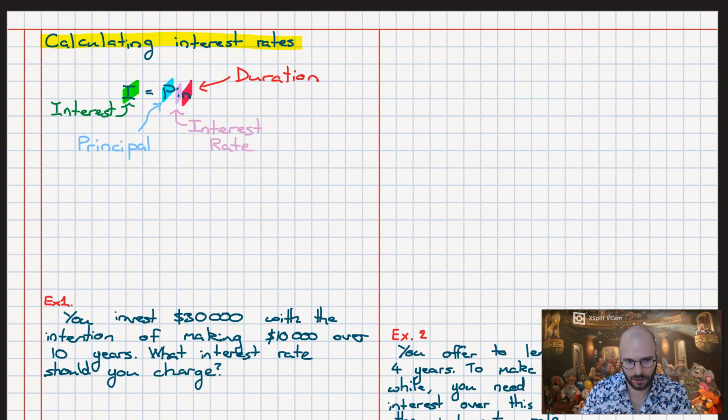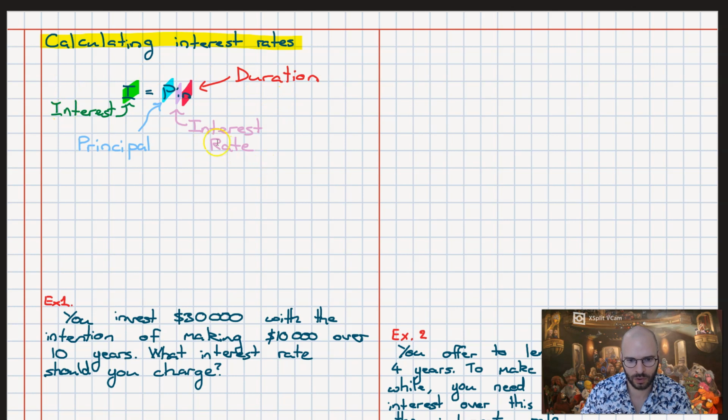Welcome to this video on the topic of simple interest. In this video, we're going to have a look at how we can manipulate our simple interest formula to be able to calculate interest rates when we're given the interest amount, the principal, and the duration.